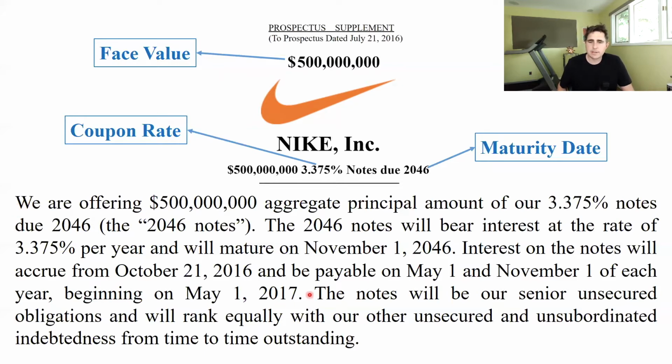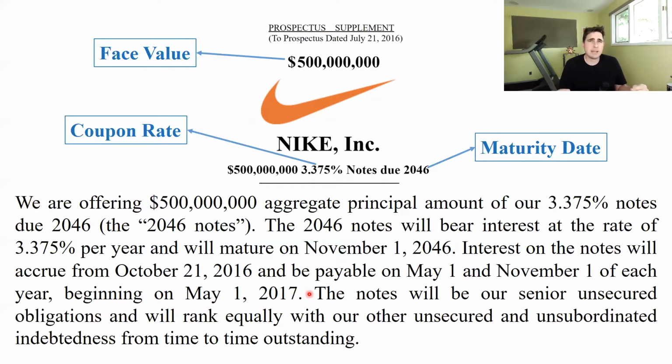And the final sentence is, the notes will be our senior unsecured obligations and will rank equally with our other unsecured and unsubordinated indebtedness from time to time outstanding. So basically what that sentence says is, when you invest in these bonds, now if we happen to go bankrupt, we being Nike, at what point do you get your money back? And so that is the ranking that they're talking about.